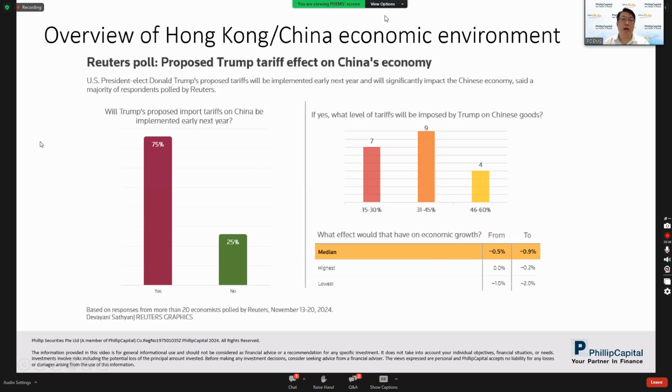Okay, so this is one of the graphics from Reuters itself. Will Trump actually implement the proposed tariffs early next year? Most of the economists and analysts surveyed say yes, it will be early next year. So likely we will see an impact on trade tensions and trade relations early next year. Most of them generally believe the level to be between 31 and 45%. That is the range people are generally expecting.